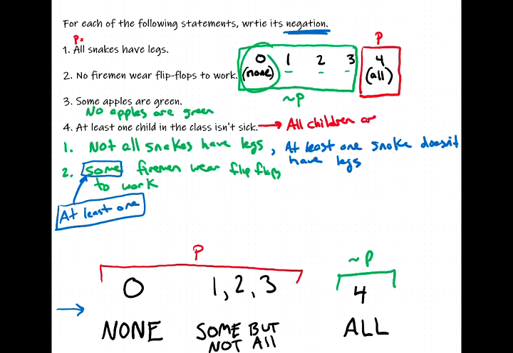All children are sick. Okay, so that about does it for negations. Sometimes this is a confusing topic because when we're writing it in English, there's a number of different equivalent ways to say something. And like I said, especially with the word some, sometimes the conversational meaning of a word is different than the mathematical meaning of a word.